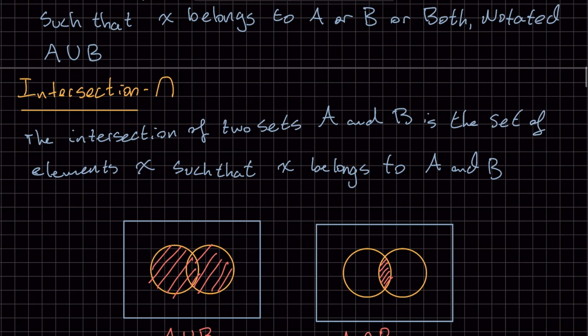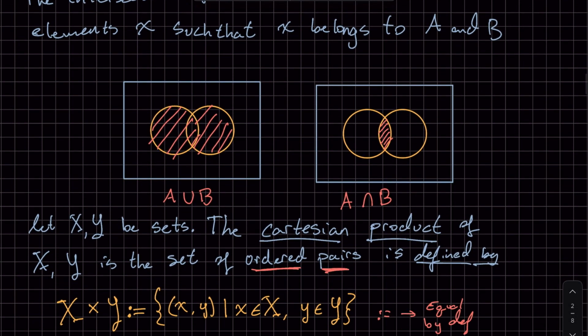The intersection. The intersection of two sets A and B is the set of elements X such that X belongs to A and B. So it's only the set that contains elements that are both in A and B. So we can see this here with these two Venn diagrams, right? The one on the left is A union B. So every element of A, every element of A and B, and every element of B. And A intersect B is the only elements that are in both.